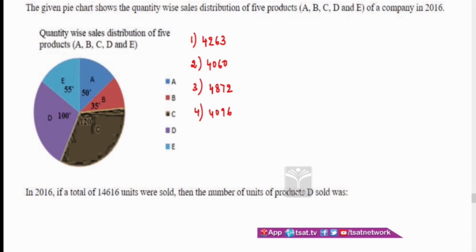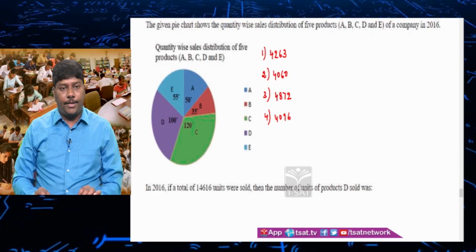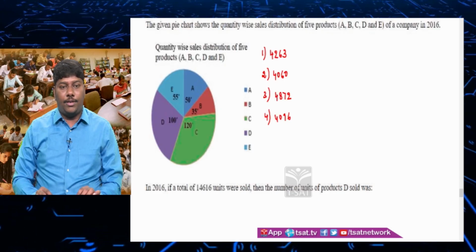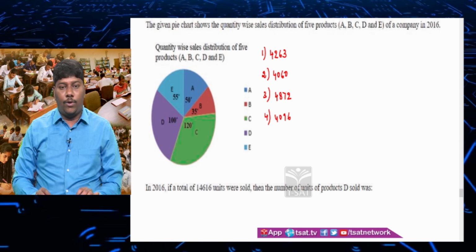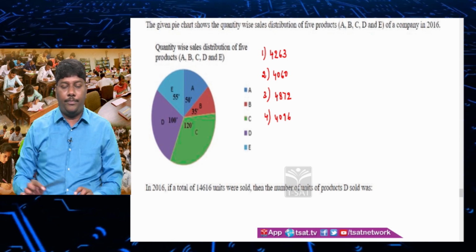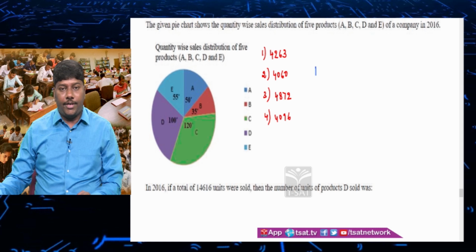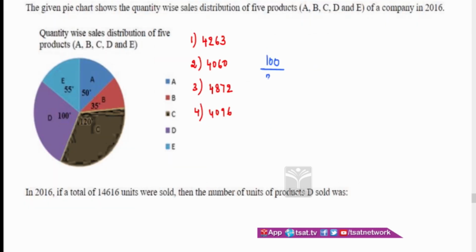The given pie chart shows the quantity wise sales. Again it is the same thing. In 2016, if a total of 14616 units were sold, then the number of units of product D is actually 100 degrees out of 360 into 14616. Cancel 0 and 0. See here, there is no decimal point or fractional part, it is completely integers.